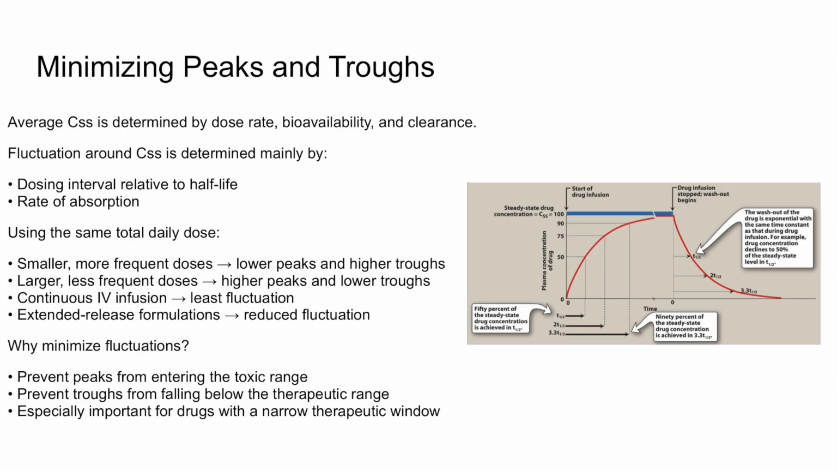Minimizing these changes helps prevent peak concentrations from entering the toxic range and trough concentrations from falling below the therapeutic range. This is especially important for drugs with a narrow therapeutic window. However, dosing convenience and adherence must also be considered when choosing how frequently a medication is administered.